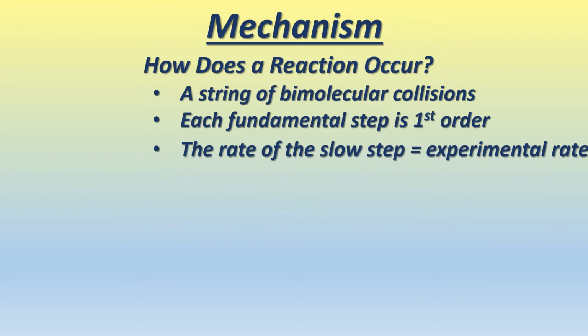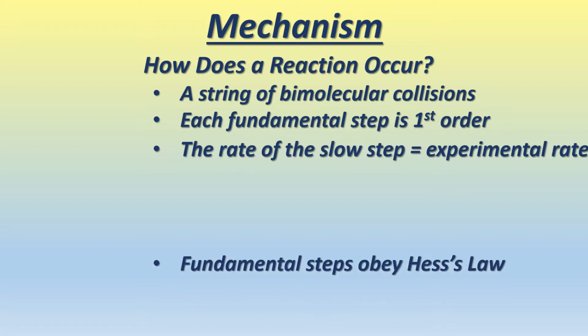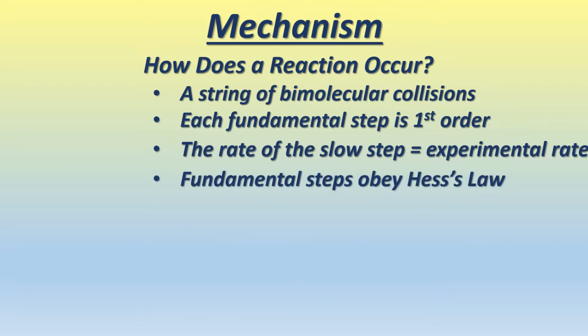Thirdly, the rate of the slow step in the mechanism has to equal the experimental rate. Essentially, the reaction can't go faster than its slowest step. And finally, the mechanism has to make sense. You can divide the reaction up into as many steps as you want, but when you add those steps back together, you better get back to the original reaction. The mechanism has to obey Hess's law.